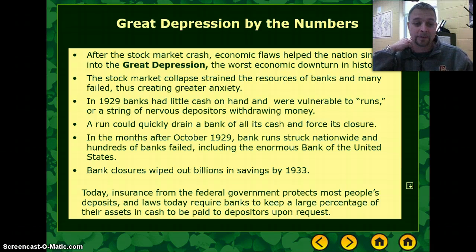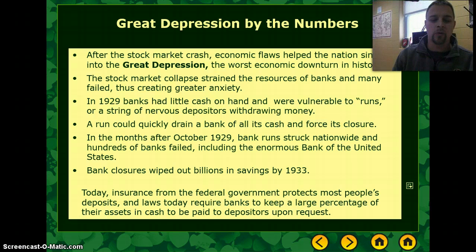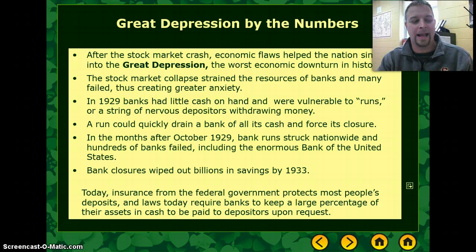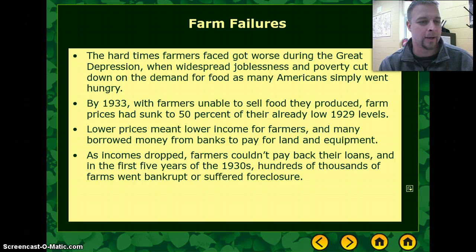So in the months after October 1929, bank runs caused hundreds of banks to fail, including the Bank of the United States itself. Bank closures wiped out billions in savings by 1933. Of course, today we have insurance from the federal government that protects deposits, and laws require banks to keep a certain percentage of their assets on hand in cash to be paid out to depositors as well.